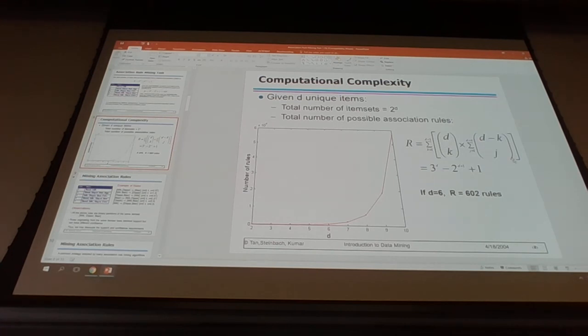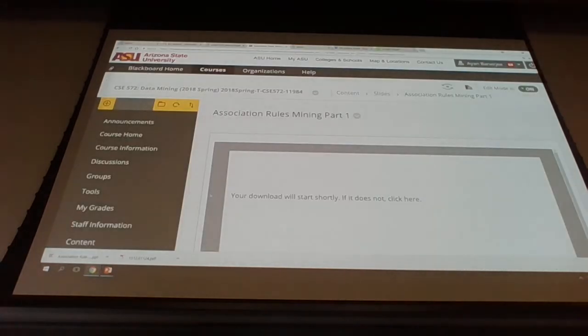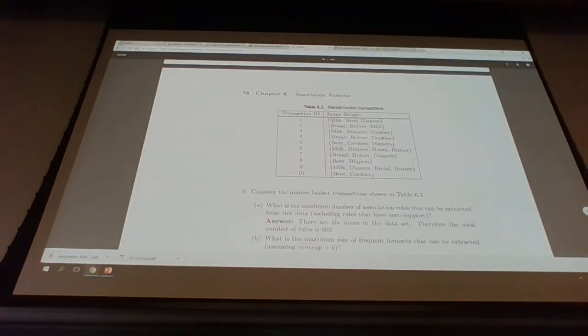This is the way you got it: 3 to the power D minus 2 to the power D plus 1, plus 1. And how you got it is by summing those combinations. So you use that, and here D is how many? How many D have you had to calculate? Oh, it is already there. It's the same calculation. So D is 1, 2, 3, 4, 5, 6. Okay, 6. And so that's how you calculate it.